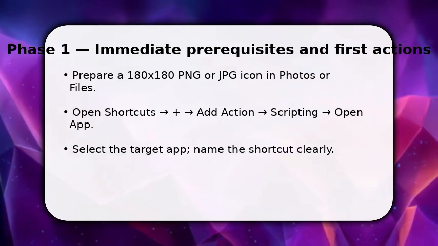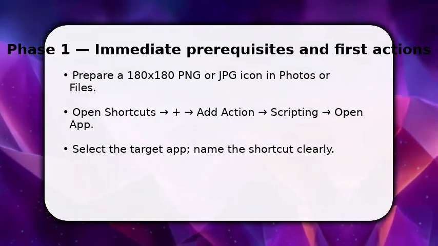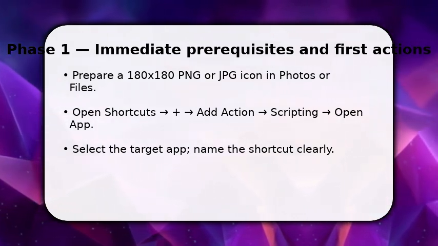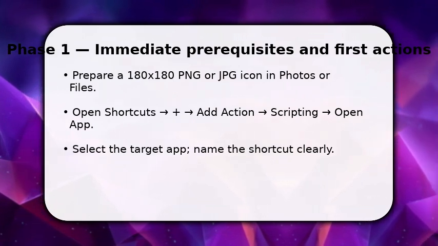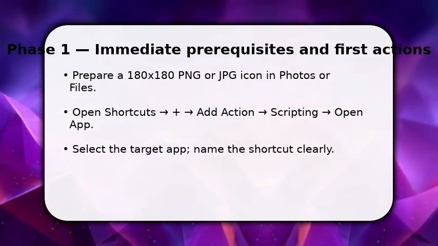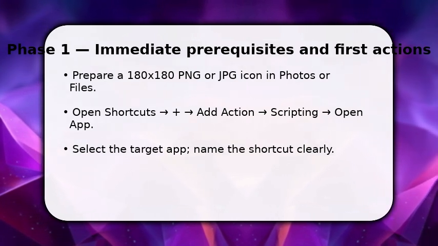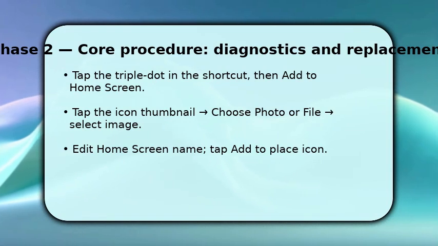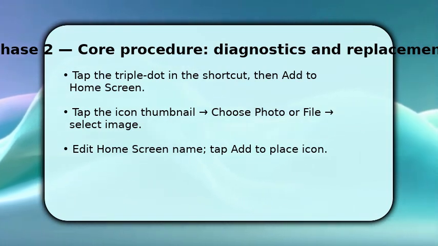Add the scripting action, Open App, and pick the app you want to replace. Make sure to give the shortcut an exact name so your home screen label is clear. This is quick setup work that lets you control which icon launches which app, and it avoids rewriting the app itself. Next, you assign the custom image to the shortcut so it appears as an app icon.